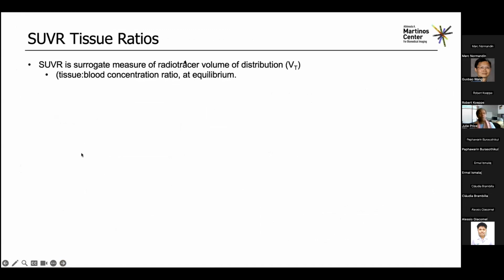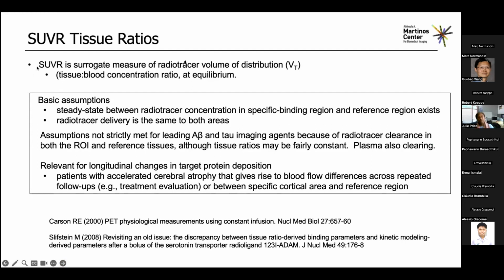SUVR tissue ratios, we talk about these often. They're just late scan ratios of the radiotracer concentration, as a surrogate measure of the radiotracer distribution volume, which is actually defined at equilibrium, the concentration in the tissue relative to the plasma. This is probably the most often used outcome measure, but it assumes a steady state between radiotracer concentration and specific binding, that binding and reference regions exist, and that radiotracer delivery into these reference and tissue regions is the same.